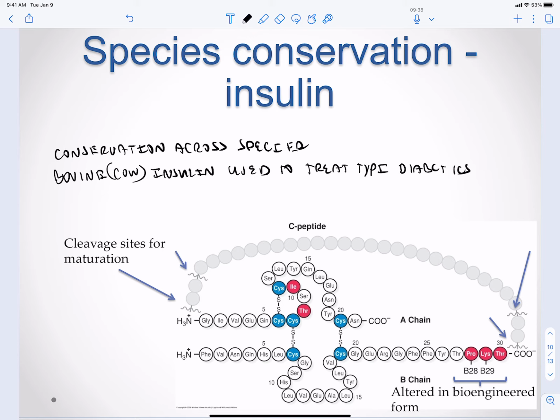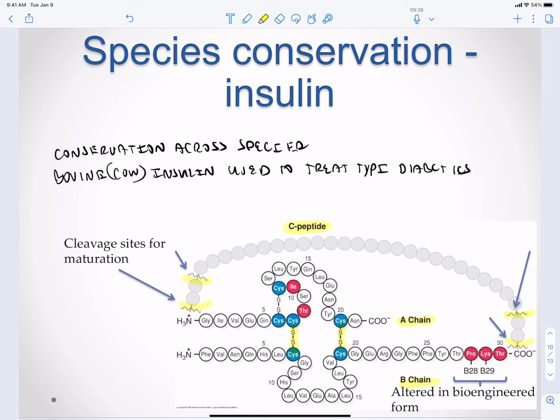Now for insulin, you have two peptides. You have your A chain and you have your B chain. These peptides are linked through disulfide bonds, shown here. And then you have cleavage sites from the C-peptide. C-peptide is something inside of the beta cell of the pancreas that keeps the insulin chains together until it gets released from the beta cell. And so cleavage sites for maturation and release into the blood for your mature insulin are here.